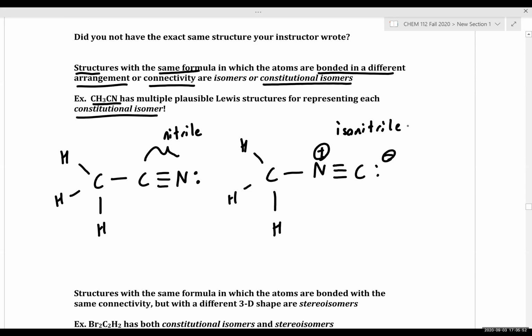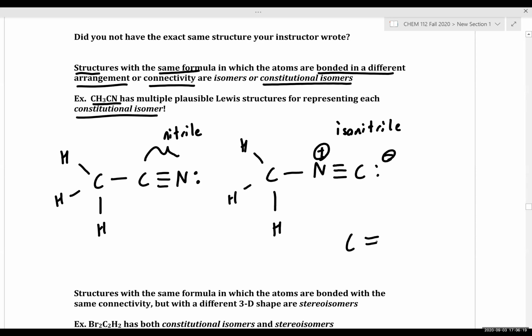Does everyone notice how these structures have the exact same formula, but the connectivity is substantially different? Does everyone see that difference in connectivity? So these two isomers are constitutional isomers. They have the same formula, same number of atoms, same number of electrons, just different connectivity.